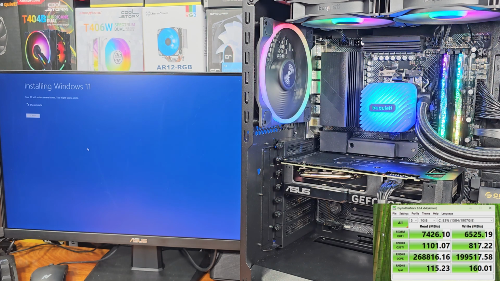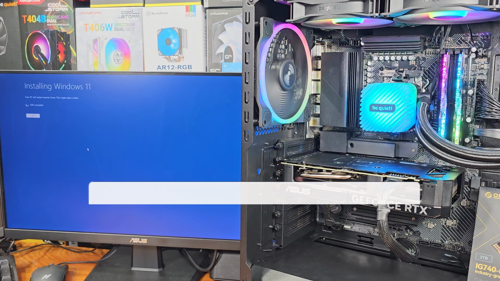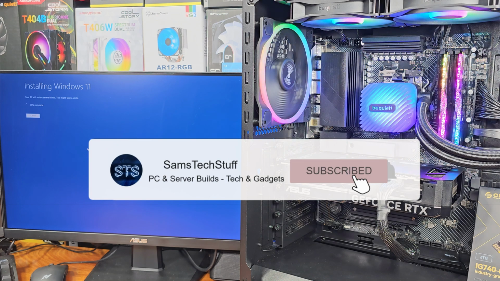Finally, I do like to retest these drives at somewhere over 80% utilization, or in the case of this drive, I was a little bit over 1.5 terabytes full out of the 2 terabytes total. The IG740 Pro performed well here again, averaging over 6,500 megabytes per second sequential writes, and the reads were again over 7,400 megabytes per second. The random 4K testing was still quite good, so very awesome for the SSD being as full as it is.